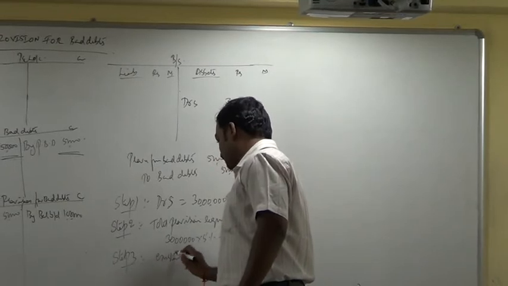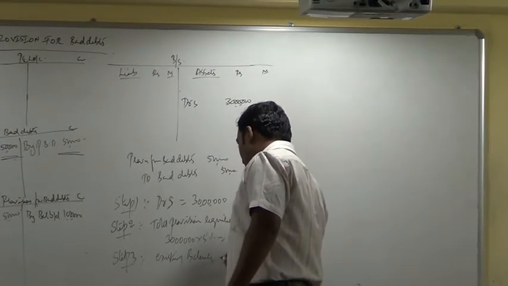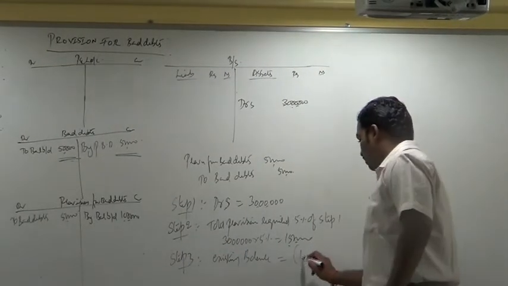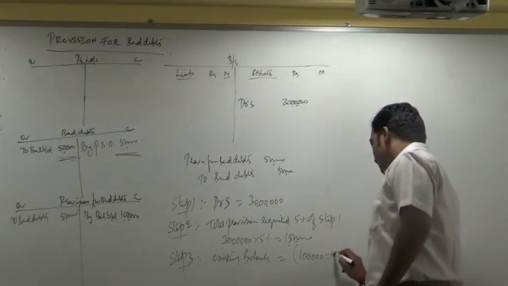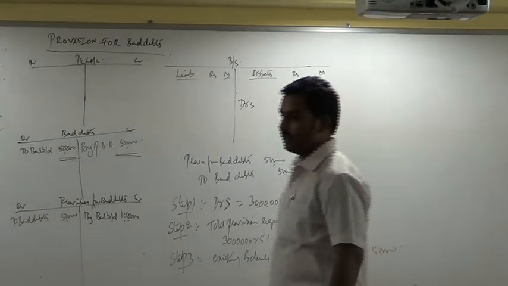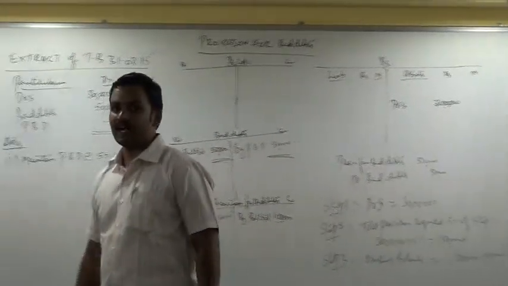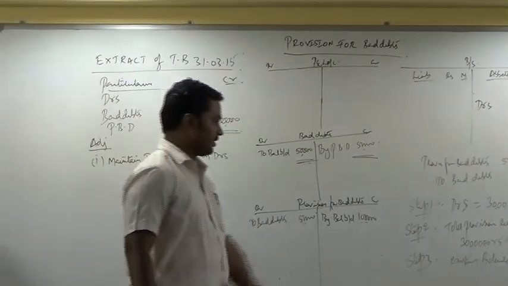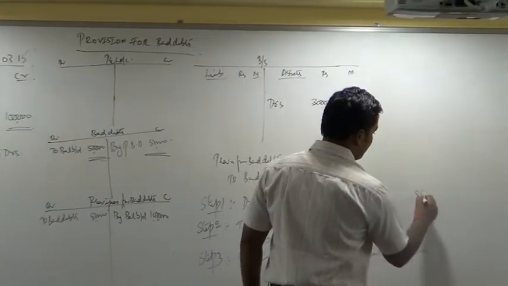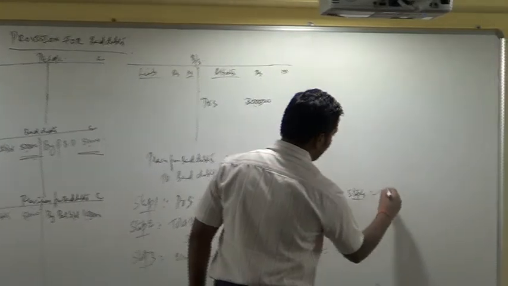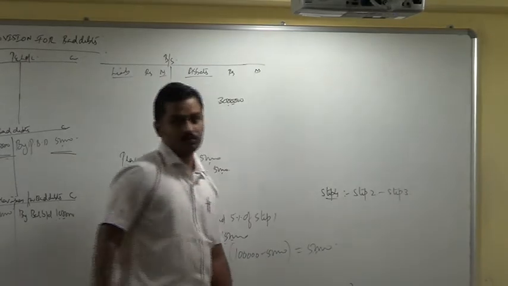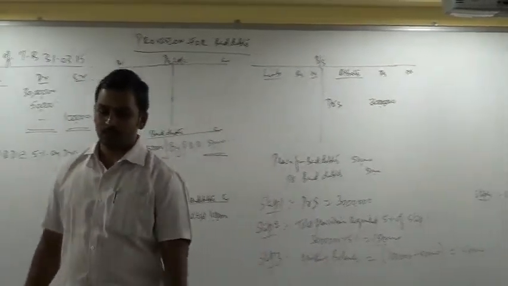Existing balance. Look at the board. Out of 1,50,000 is consumed. So right here 1 lakh minus 50,000. There is a balance of only 50,000. Existing provision 1 lakh minus 50,000. There is an existing provision of only 50,000. I'll write the step 4 here. Step 4. Step 2 minus step 3.